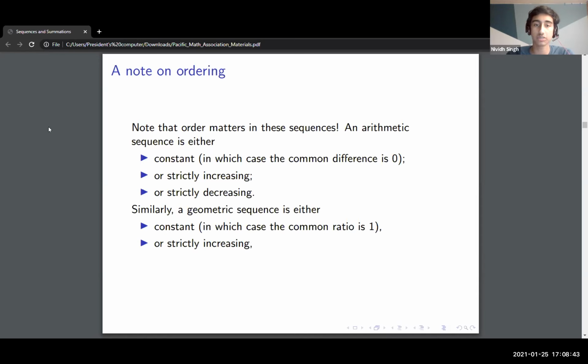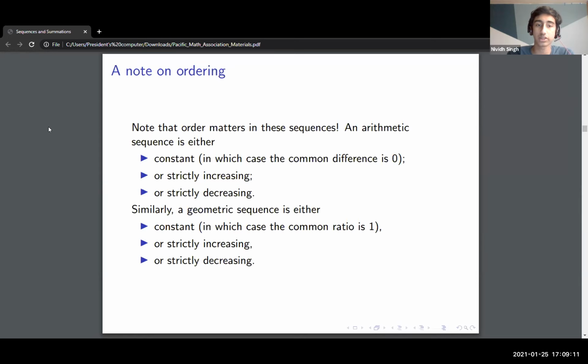The other type of sequence we have is strictly increasing, and this also means that our terms are increasing, and strictly increasing would mean that the common ratio is greater than 1. So if the common ratio is 2, 3, 4, and so on, it's strictly increasing. One example that we saw is 1, 2, 4, 8, 16. And this is strictly increasing because the common ratio is 2.